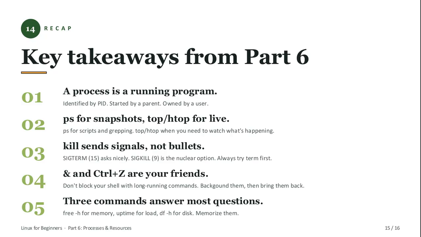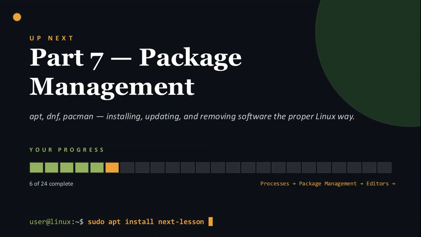Background your long jobs with an ampersand or Ctrl+Z so your shell stays free. And keep free -h, uptime, and df -h in your back pocket. Those 3 answer most of the questions you'll ever have about a machine's health. And that wraps up part 6.